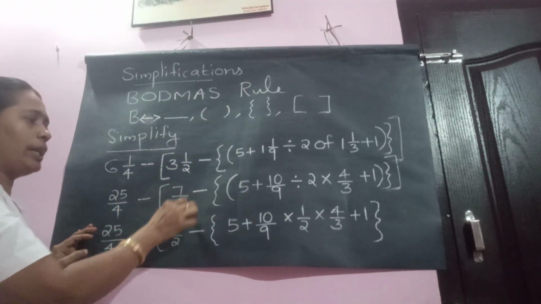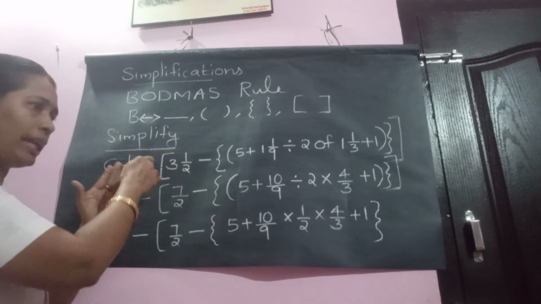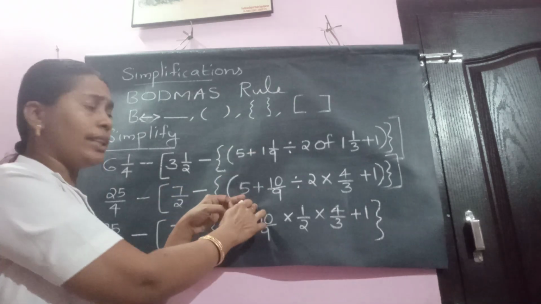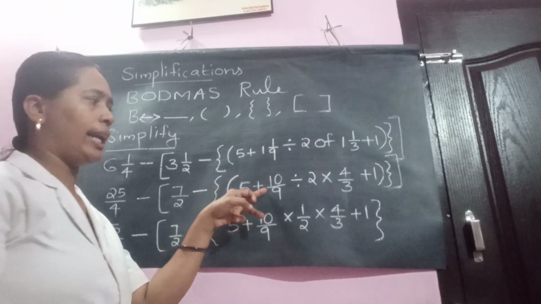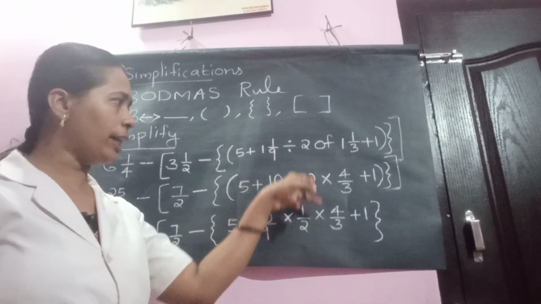3 1 by 2 becomes 7 by 2. Teacher doesn't change any other things. Remaining things are all minus, square bracket, everything like that way. Okay. And inside this bracket 5 without any change bring down. 1 1 by 9 as 10 by 9. Divided by. Then teacher bring down 2.